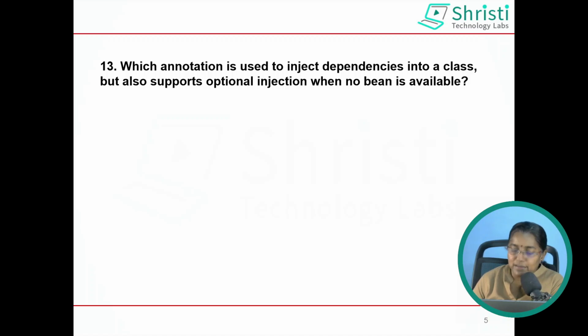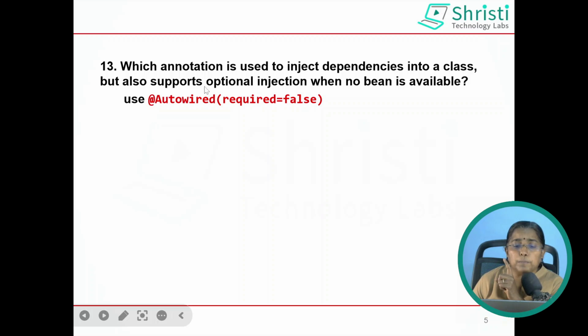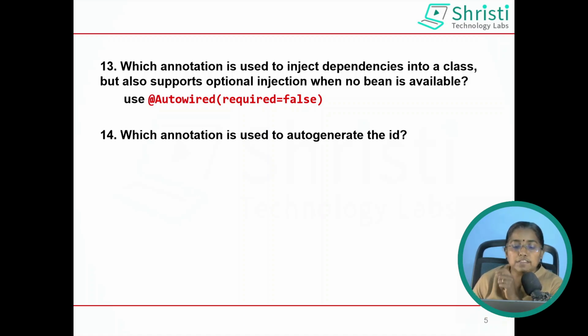Time up. You all know the annotation that is used to inject the dependencies in a class is @Autowired. But if that particular bean is not available, I should not get any exception. That is why the question states it should support optional injection. So use required equal to false. In this case, even if the bean is not available, we don't have to auto-wire it. That's it. Next question. Which annotation is used to auto-generate the ID?